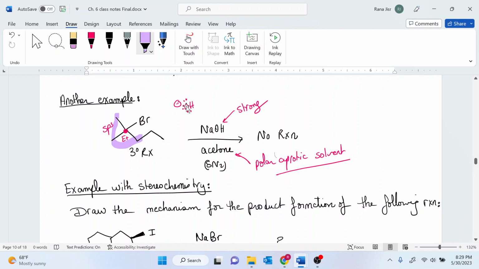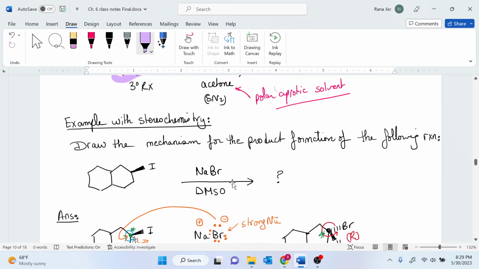So the OH minus cannot reach this carbon in order to break the bond between the carbon and the leaving group. So the reaction will not happen. It will happen only if the alkyl halide is a methyl halide, primary or a secondary alkyl halide, even though the other conditions are satisfied.